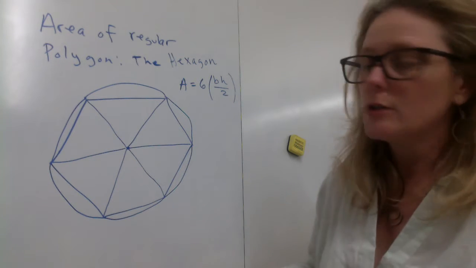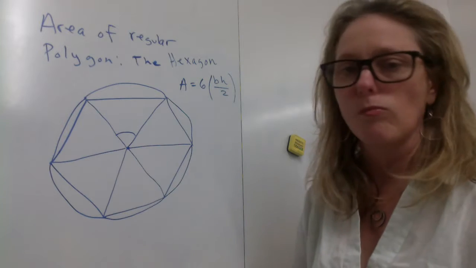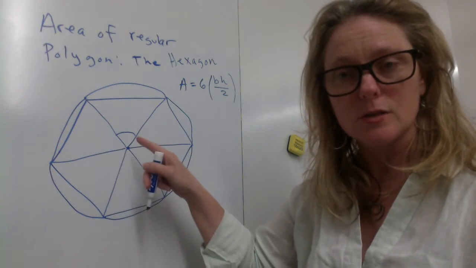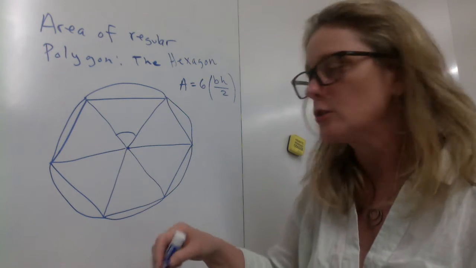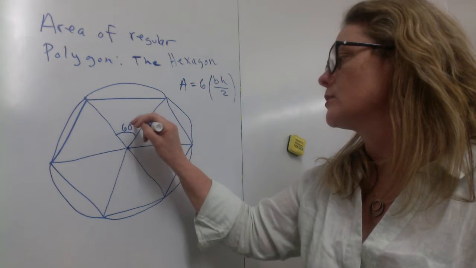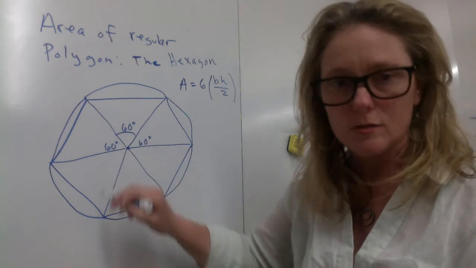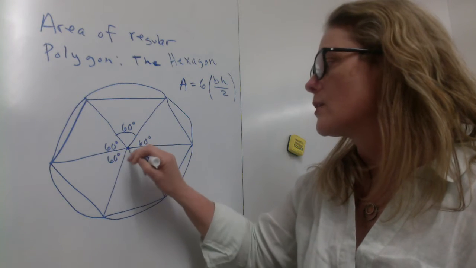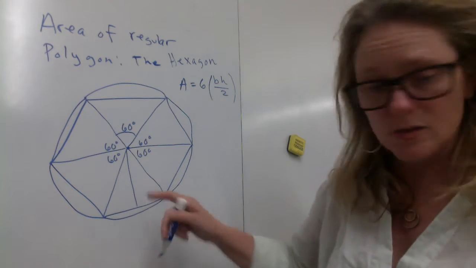So first thing I'm going to do is find what is that central angle. Well, if there are 6 of them and they're adding up to 360, 360 divided by 6, 60 degrees. So that's 60 degrees. That means that's 60 degrees. It means that's 60 degrees. That's 60 degrees.